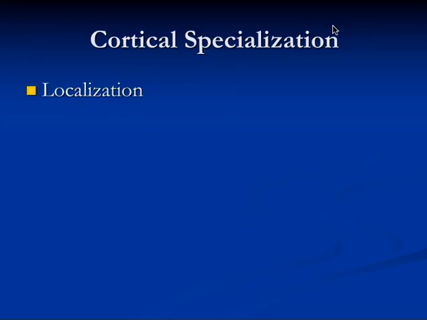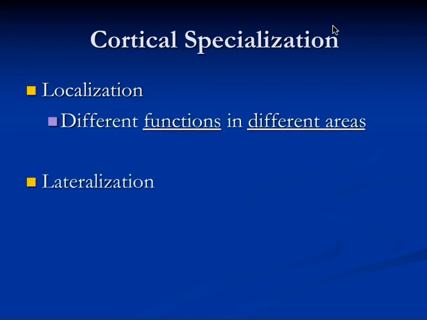So let's look at some terms. Localization means that there are different functions in different areas of the brain. In other words, those functions have been localized. They have been placed over time in a specific area of the brain. Specific areas do specific jobs. This is localization. We also have lateralization.